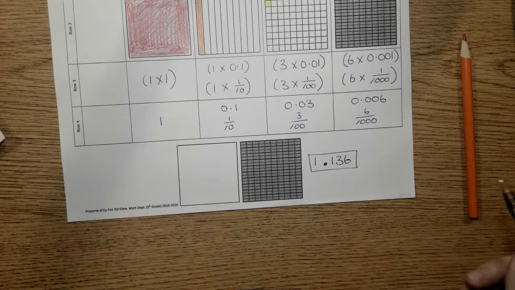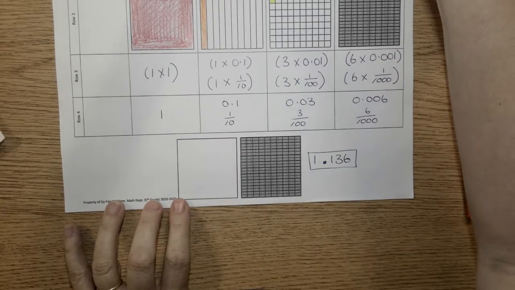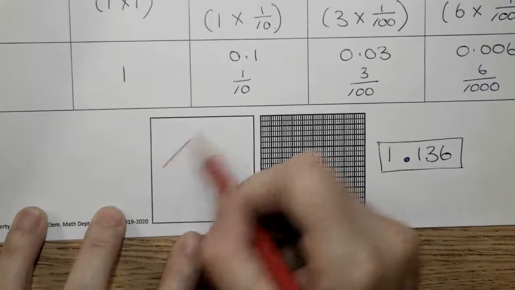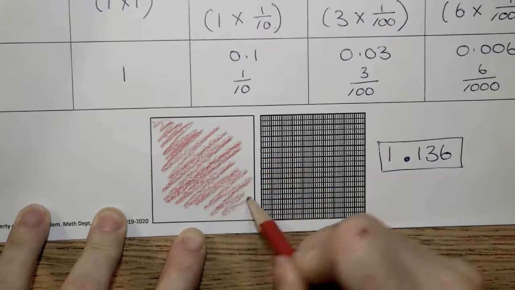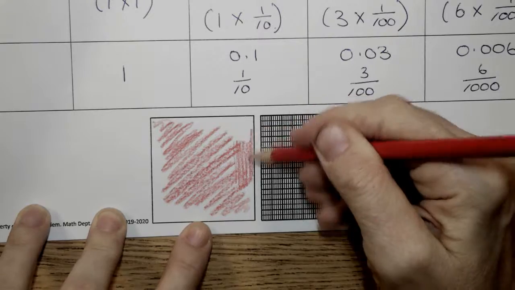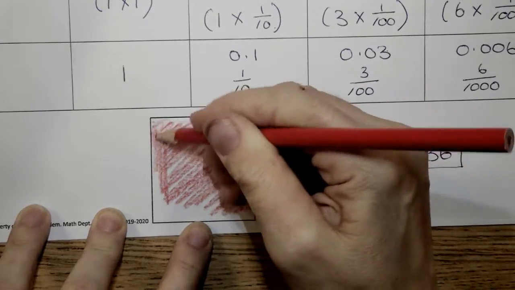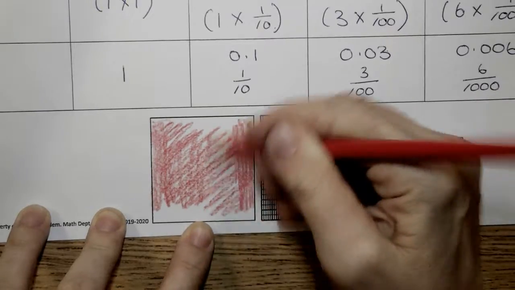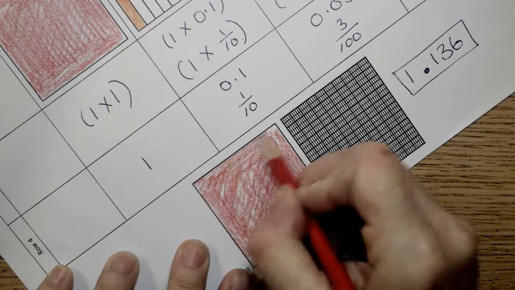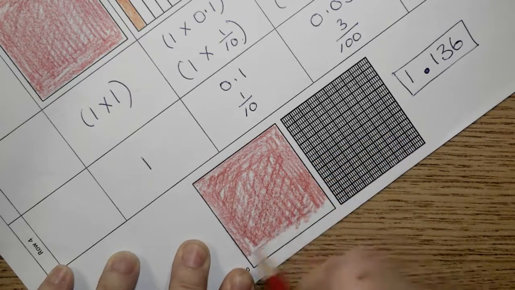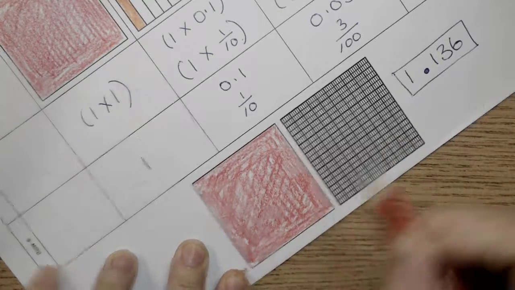Okay, or 1.136. So I'm going to go ahead and create this number down here as the last part of my chart today. So I'm going to colour this in. This is my 1. Again, remember, you can be using markers or pencils. And if you need to go back or rewind the video, you can do that. Rewind it or pause it.